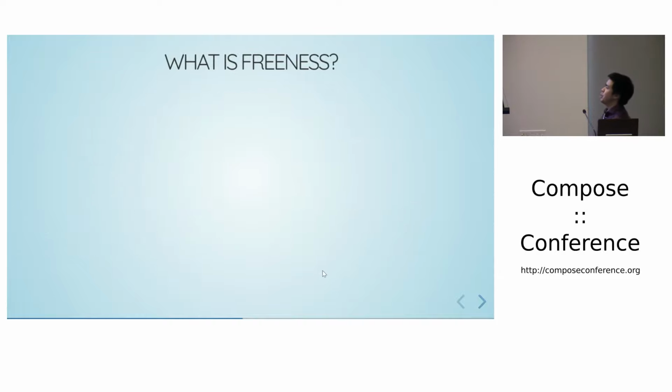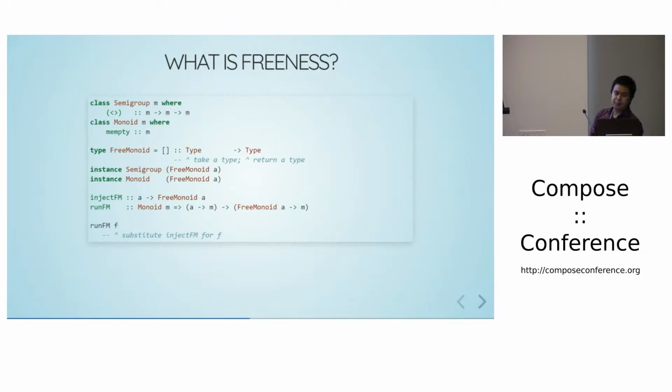First, to go over the interpretation, we had to ask, what is freeness? I glanced over it. I said that this gives you all the structures for free. Freeness is a property. Here's an example of a free monoid, or approximation of a free monoid. If I tell you that list is a free monoid, it takes a type and gives you a new type, so anything you give to a list is now a monoid.